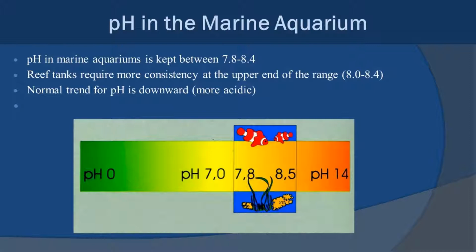Reef tanks tend to have a requirement. They have to be a little bit more on the upper end of that spectrum. Fish tanks in general without any major invertebrates tend to be a little lower, but they tend to be in that zone. So for a normal pH to occur, there has to be some maintenance because there's a trend for pH to continually go down, to become more acidic over time in an aquarium.